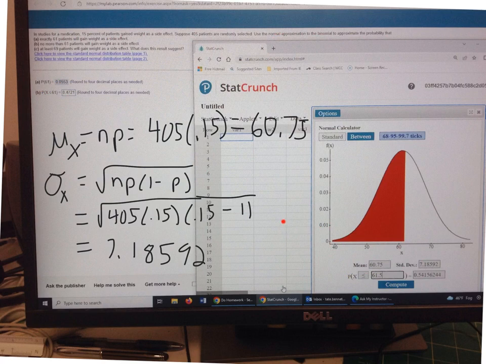Now there are a couple videos on how to do this with StatCrunch, and you need to make sure you understand the correction factor. Hope this helps.